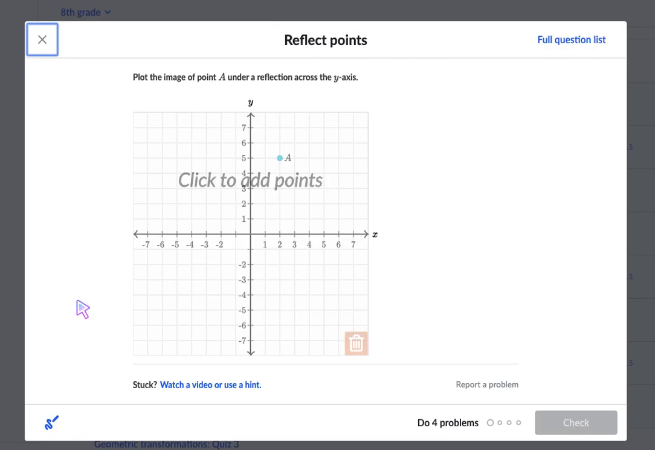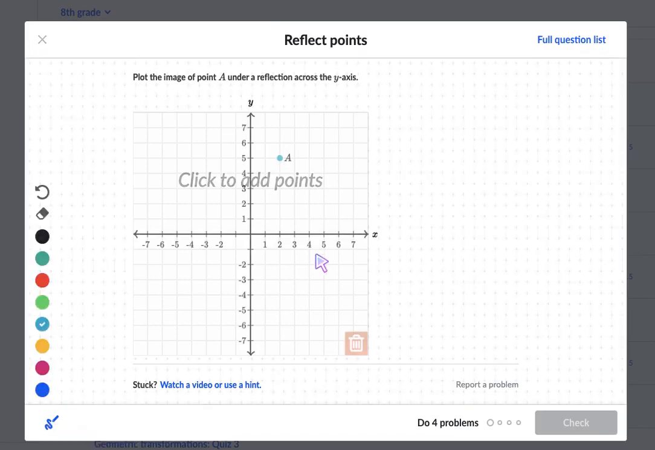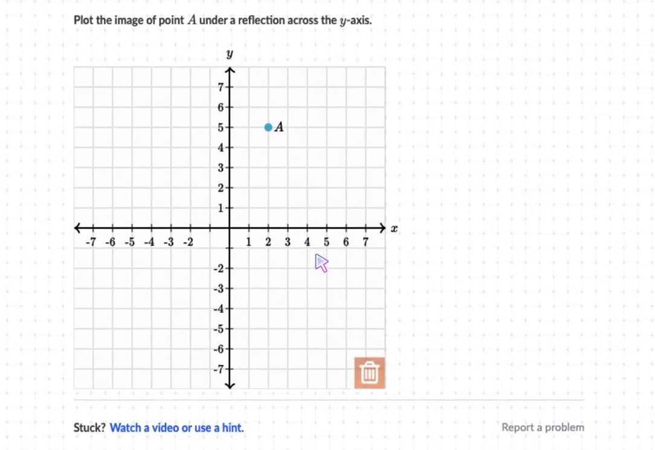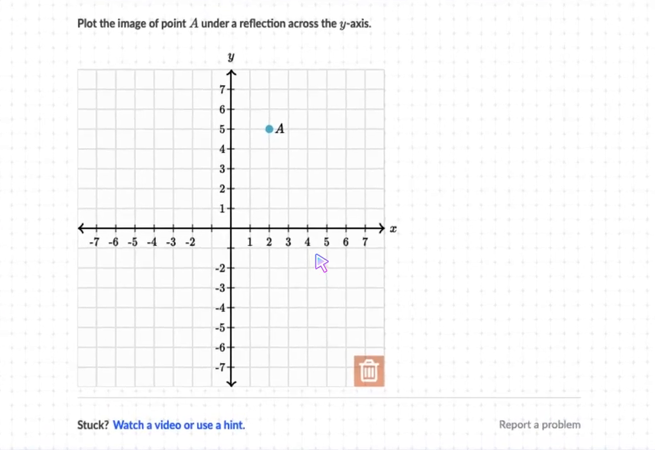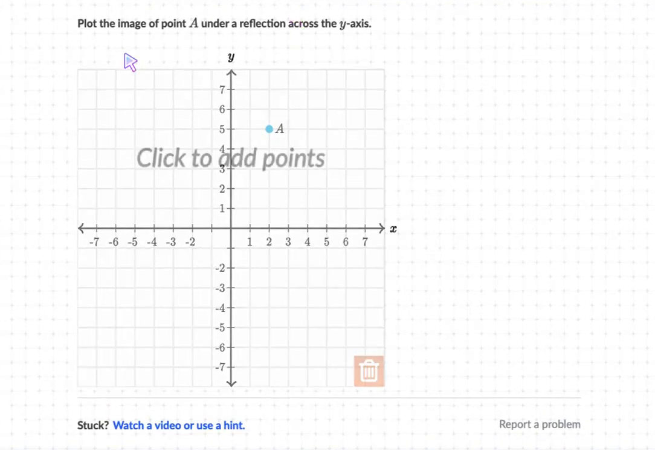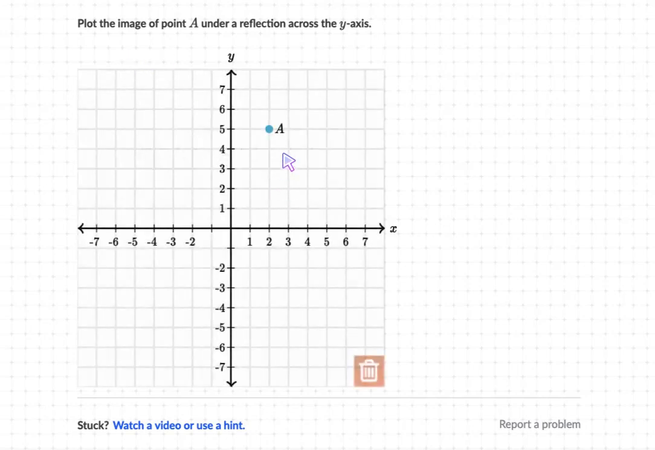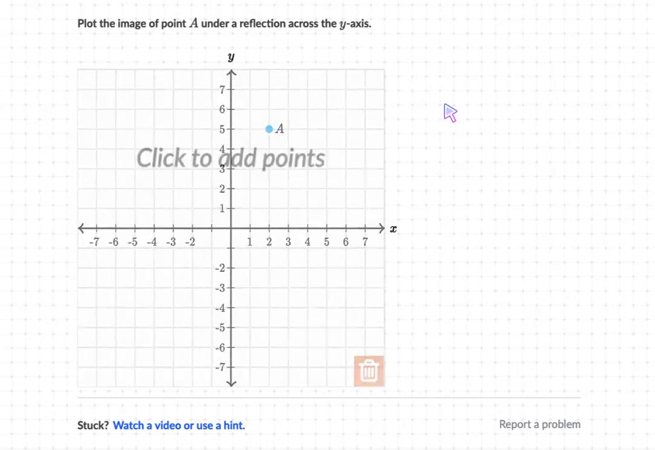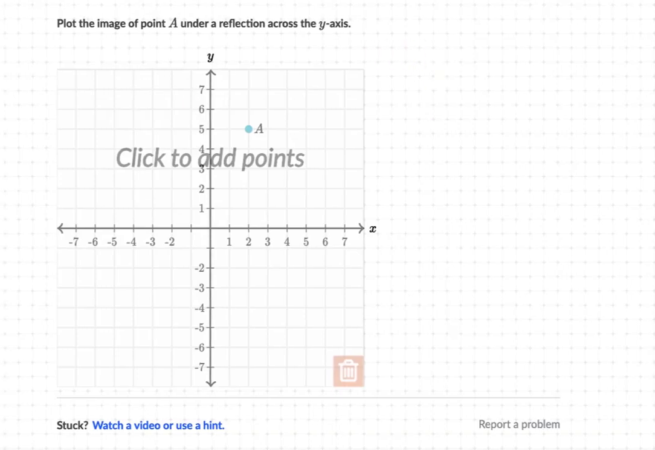All right, so one of the types of problems that you might be asked to work on is reflecting points. So in this problem, for example, they're asking you to plot the image of point A under a reflection across the y-axis. Go ahead and pause this video and try it on your own first.